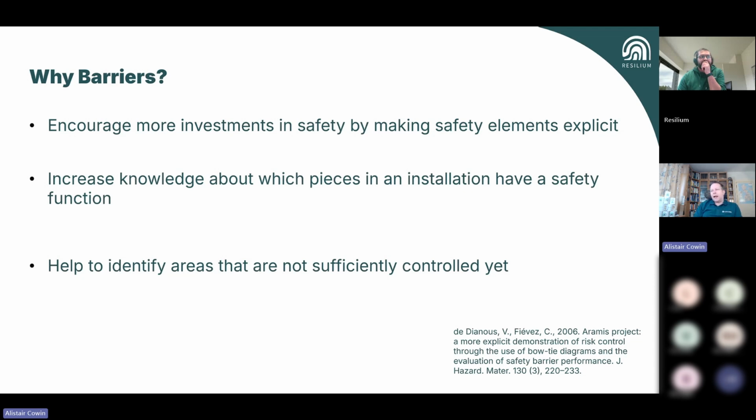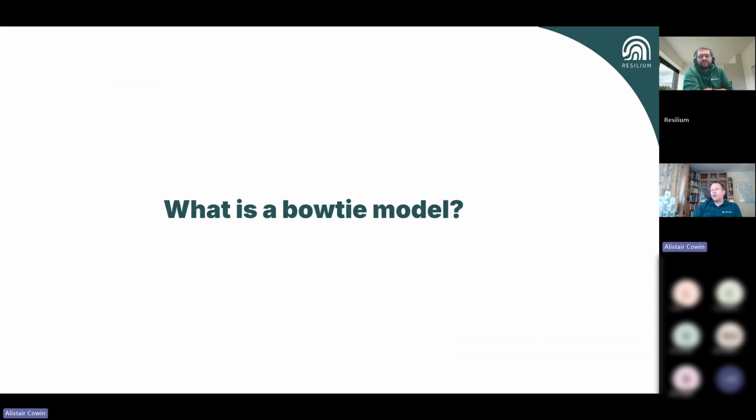And when you lay out what you said you were going to do, it helps you very quickly work out what you are not doing. And I think this is a real reason why barrier thinking can help us. So I've talked about barrier thinking, barrier risk management. What it boils down to is bow tie modeling. So what is a bow tie?